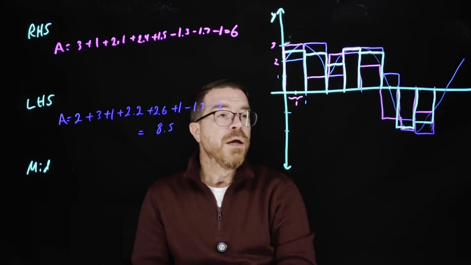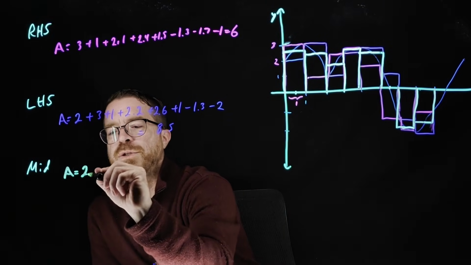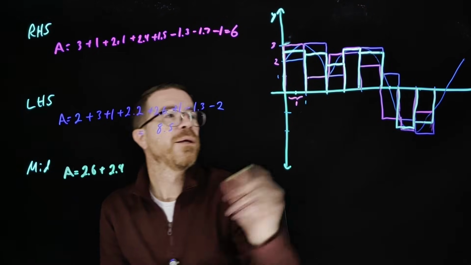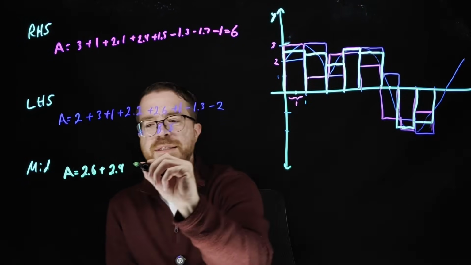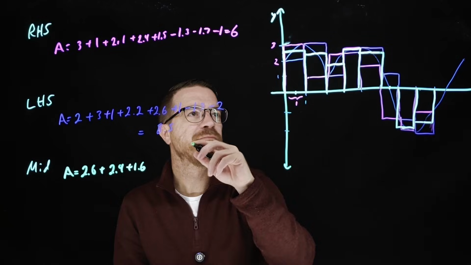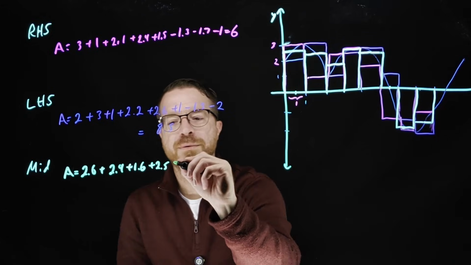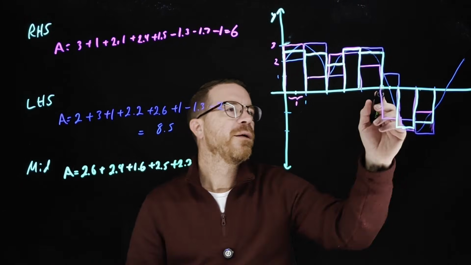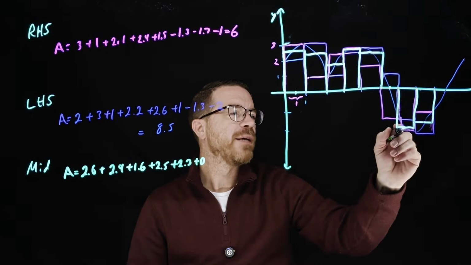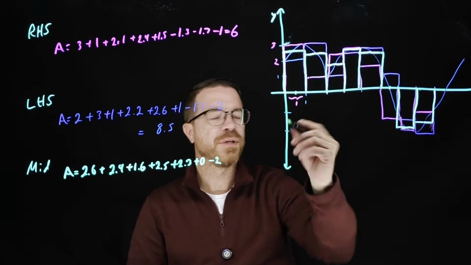So let's do it. Okay, so this one looks like it's about 2.6. So area equals 2.6 plus this one looks like about maybe 2.4 plus this one looks like about 1.6. This one looks like it's about, I'm going to say 2.5. This one's about 2.3. Then we're at this one, we have 0. This one has a height of -2. And my last one has a height of, I'll say -1.6.